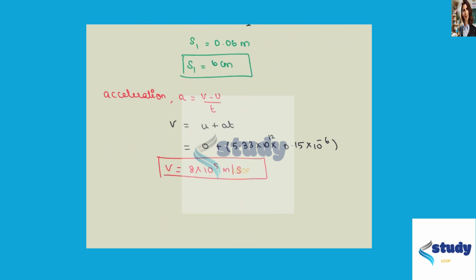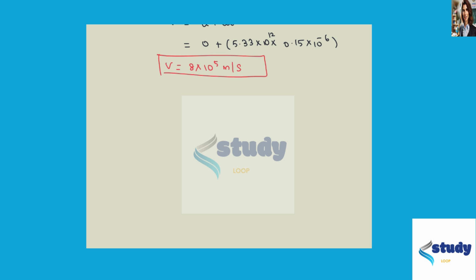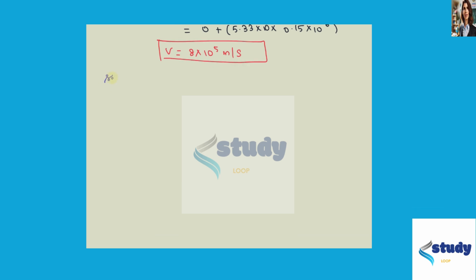Now let's move over to the second segment. For segment 2, the electron then drifts with a constant velocity for a time of 0.2 microseconds. That is 0.2 into 10 power minus 6 seconds. So constant velocity means in this case the acceleration will be 0, and here the constant velocity is 8 into 10 power 5 meter per second.